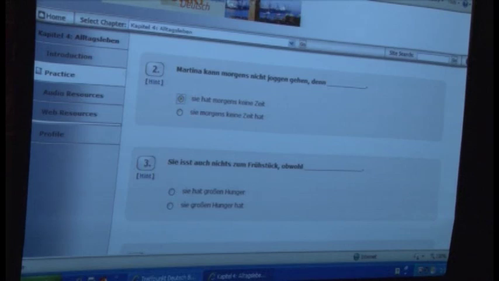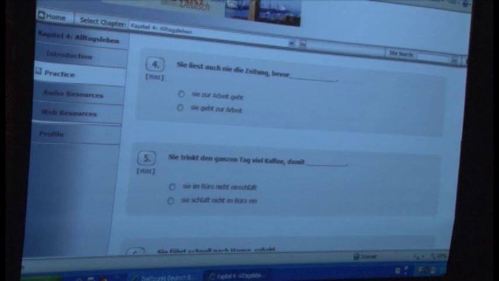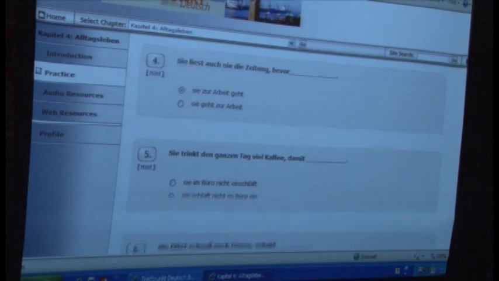Sie isst auch nichts zum Frühstück, obwohl, now this is one of the new conjunctions, sie isst auch nichts zum Frühstück, obwohl sie großen Hunger hat. Ich frühstücke immer. Ich habe morgens Hunger und ich frühstücke immer. Ich finde immer Zeit dafür. Sie liest auch nie die Zeitung, bevor sie zur Arbeit geht. Ich auch nicht. Ich habe keine Zeit. Zum Frühstück habe ich Zeit, aber um die Zeitung zu lesen, da reicht es nicht dazu.